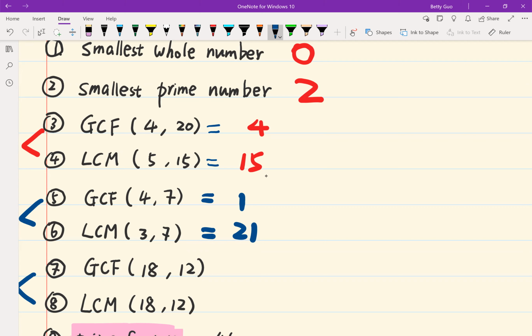In the very beginning, for any two numbers, we introduced a 3-step procedure to find the GCF and the LCM. For number 7 and number 8, you will have to apply the 3-step procedure to find the GCF and the LCM. I will give you a couple minutes first, and you want to look at your notes and then work on this problem. Find the GCF for 18 and 12.